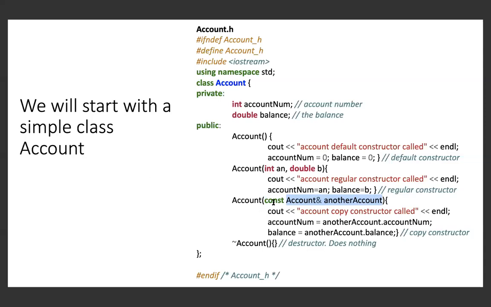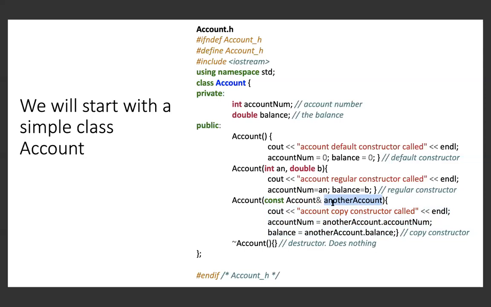And a constant means that we are not allowing the body of this constructor to make any changes to this object. Although we are passing it by reference, so we're not making a copy of it, we don't want to allow this function to make any change to the same object. It can only read the values, which is exactly what we want here, because we only need to read the values to make a copy of it, to construct a new account object.